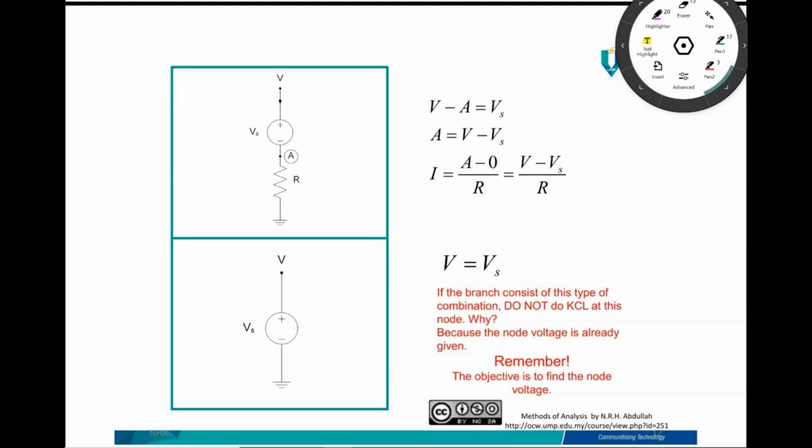So in this branch, you can see that there is a source and also a resistor. So it means that you have two voltages. First is the V, the node voltage, and then the supply voltage, and then you have a resistor. So please remember that you can find the I using Ohm's law if the branch consists of a resistor. If the branch does not consist of a resistor, you cannot apply Ohm's law.